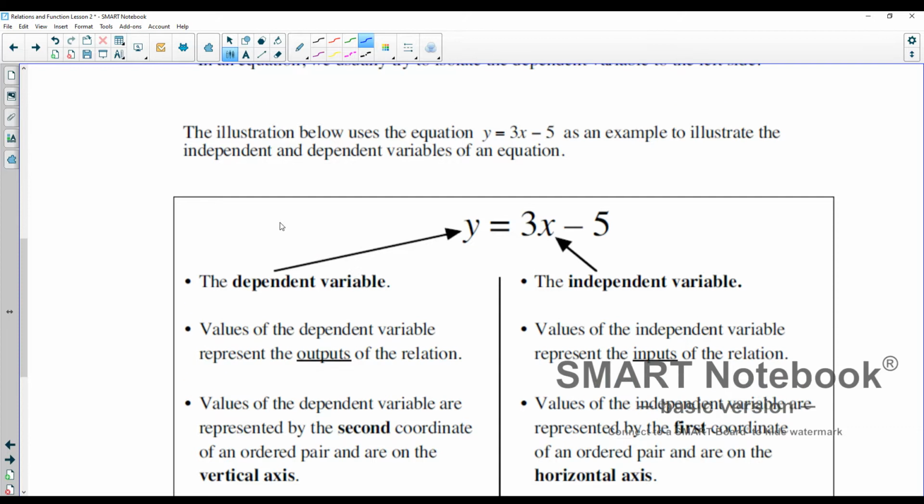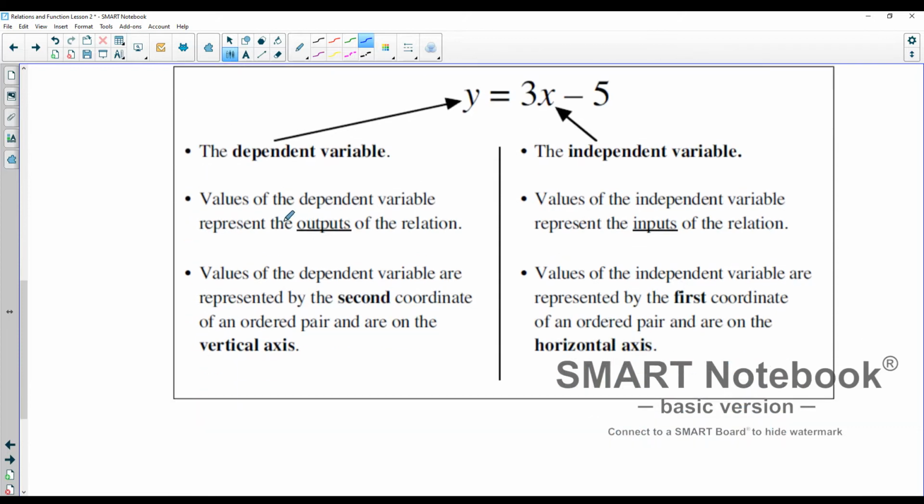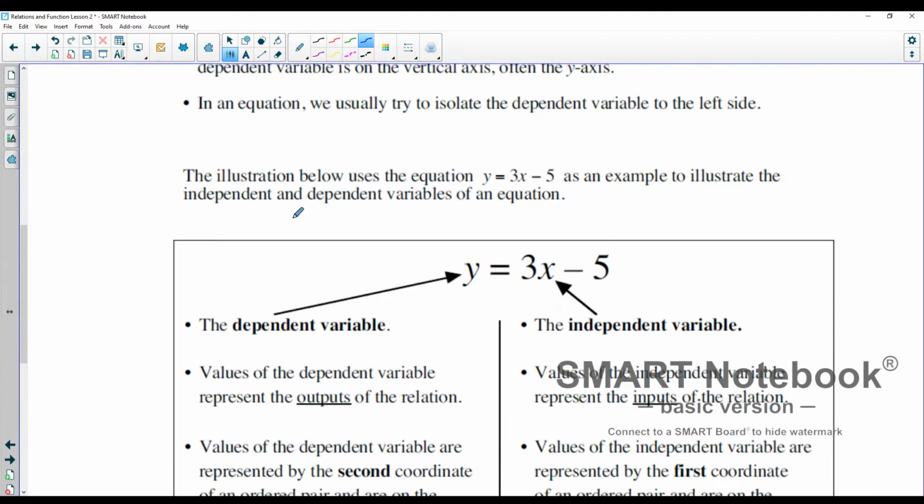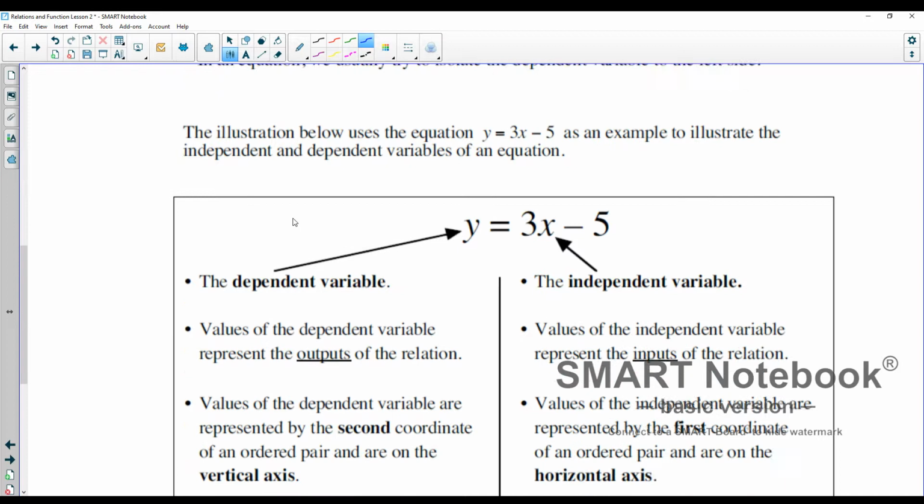By the way, if you're wondering why there's that Smart Notebook basic version thing, it's because I'm using this program at home where I only have the basic version. So you just have to deal with that annoying little background.